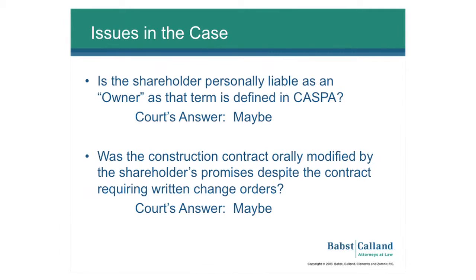One is, is the shareholder personally liable as an owner, as that term is defined within CASPA? And the court's answer to that is maybe. And the second is, was the construction contract orally modified by the shareholder's promises, despite the fact that the general contract required change orders to be in writing? Again, the court's answer is maybe.